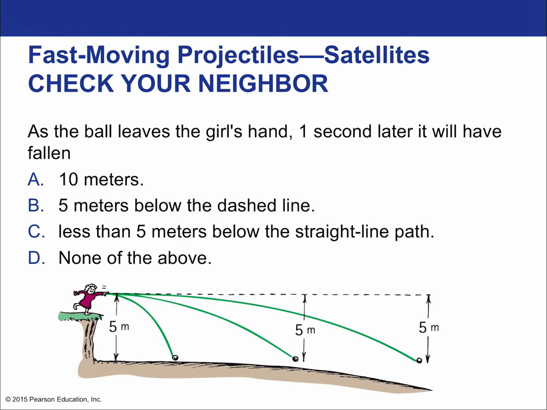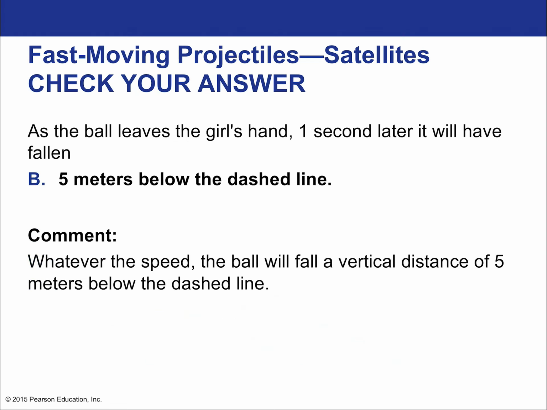Here's an idea. As the ball leaves the girl's hand, 1 second later, it will have fallen how far? Okay? Now we're going to circle back around to satellites, but let's do a series of thought experiments with some good checks here, concept checks. Okay? So 1 second, it will have fallen how far? Well, does the picture give it away? Sure does. 5 meters below the dashed line, okay?